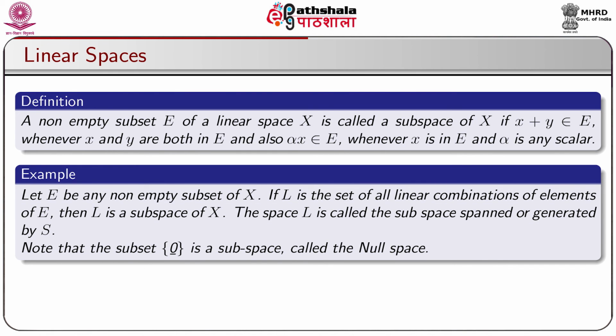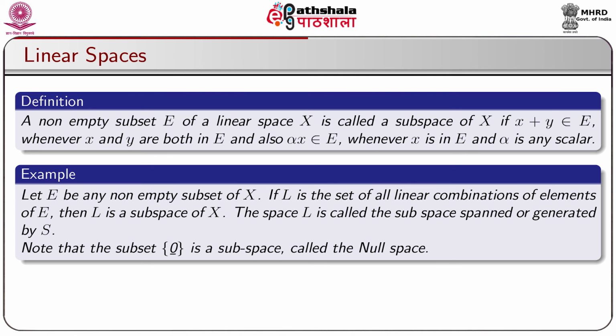A non-empty subset capital E of a linear space X is called a subspace of X if the sum of two elements belonging to E, where the elements are taken from E, also belongs to E. That is, if x and y are both in E, then x plus y belongs to E, and also alpha x belongs to E whenever x is in E and alpha is any scalar.